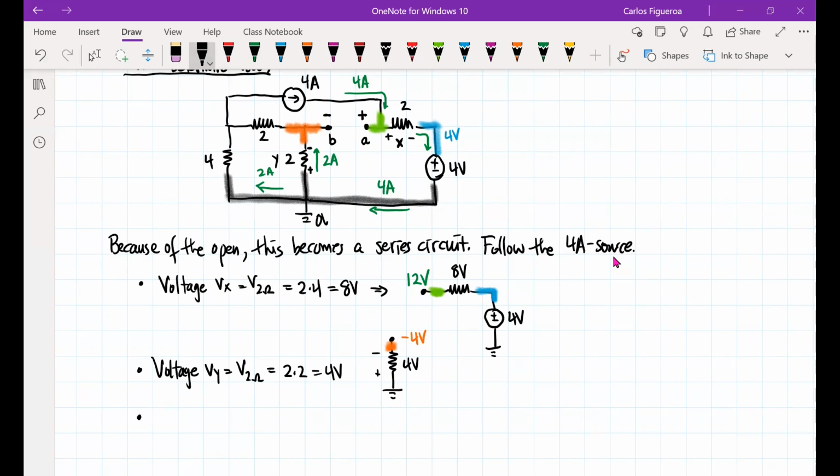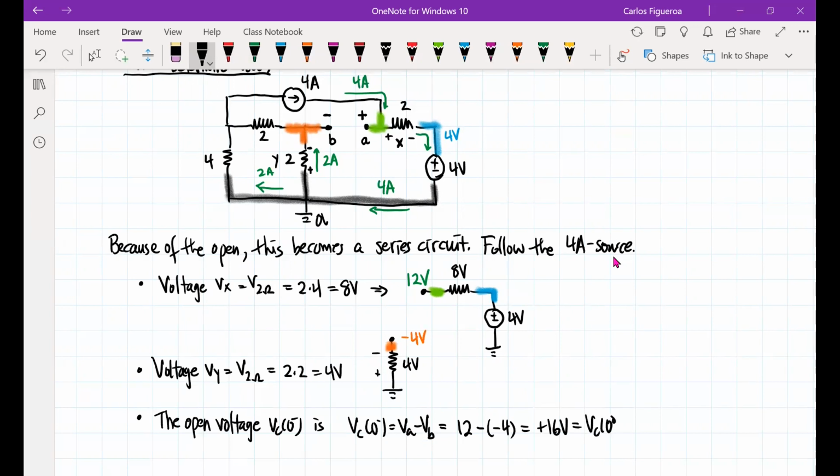So the last thing I've got to do here is the open voltage, VC of 0 minus, which is going to be VA minus VB. And so that should be 12 minus 4, which should give me positive 16 volts for VC of 0 minus. So now I know what my initial voltage is.